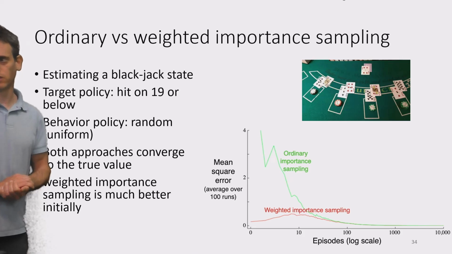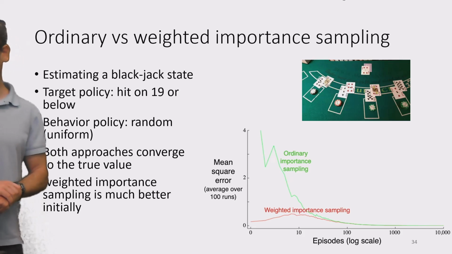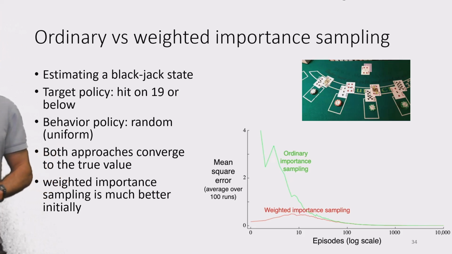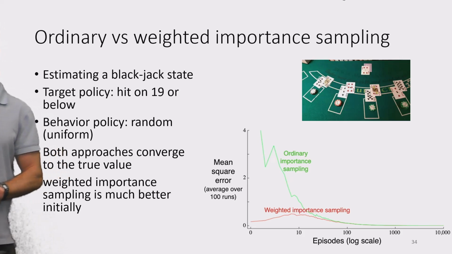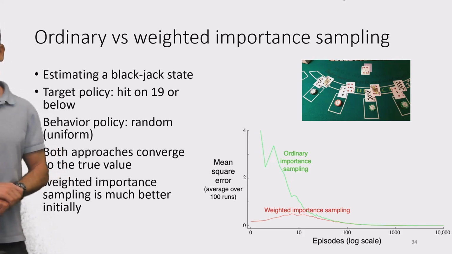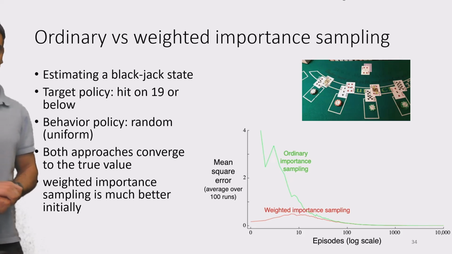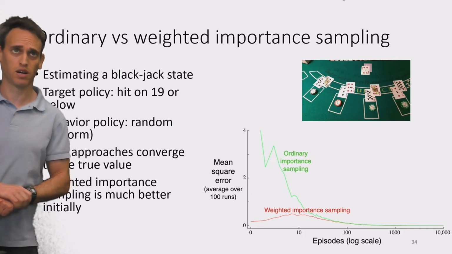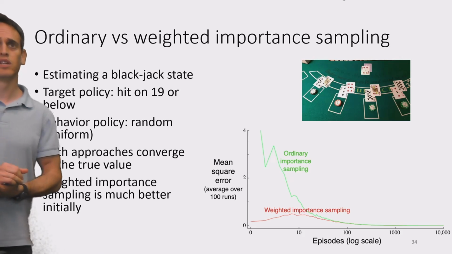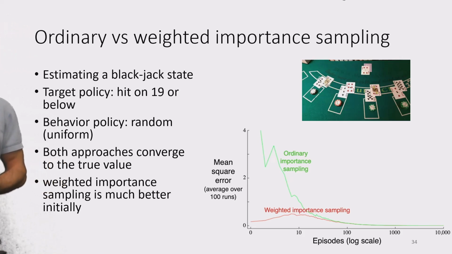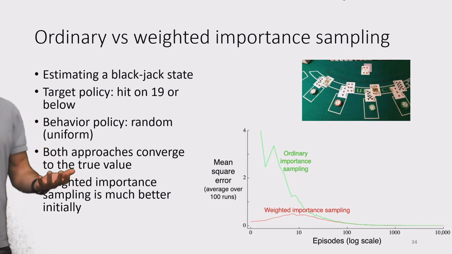Okay, so let's see some results. How will these two approaches work? Here I'm showing you a curve for ordinary versus weighted importance sampling approaches when combined with a Monte Carlo control algorithm, as we saw previously. Here we're just trying to estimate a blackjack state. Now we have a target policy and a behavioral policy.